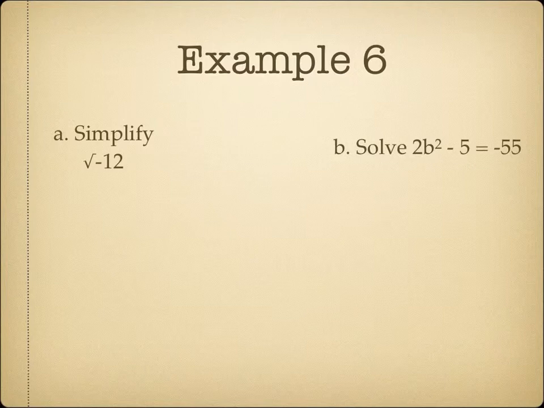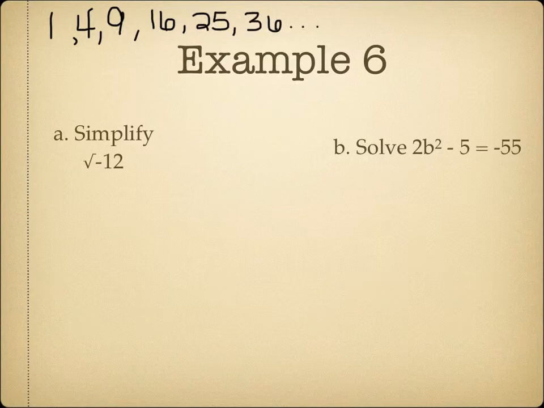Do you know what I mean by perfect square? 4. Okay, 4 is a perfect square because I can take the square root of 4. 1 is a perfect square. So 1 squared is 1, 2 squared is 4. What would the next one be? 9. What would the next one be? 16, because 4 squared is 16. 5 squared is 25. 6 squared is 36. I could keep going. So those numbers are the perfect squares.